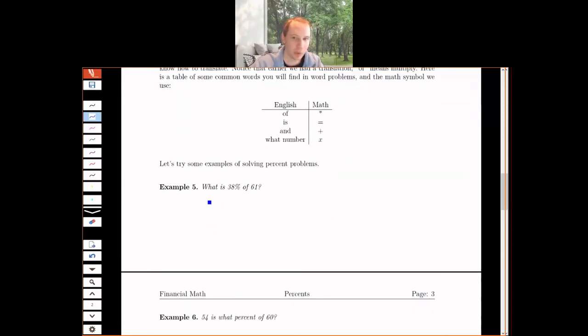Okay. So, again, taking an example here where I want to convert this into a math sentence. I have my unknown x, 38% I write as a decimal 0.38, percent of means multiply, and so I'm taking a percentage of a number, so 0.38 times 61, and we get 23.18.